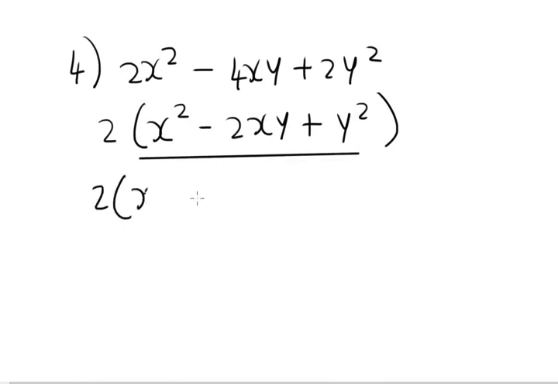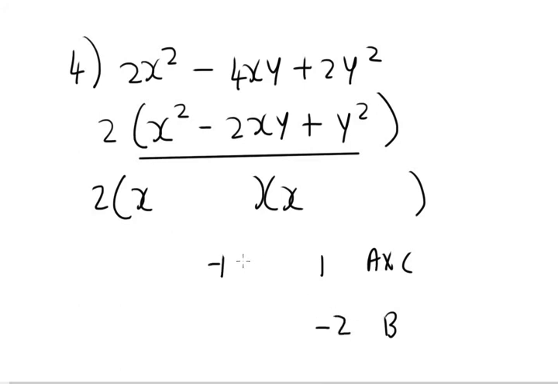We've got 2, there's an x over there, and another x over there. So I've got a times c and b. 1 times 1 is 1. I've got a negative 2 over here. So the only difference now is that it's going to be negative 1 multiplied by negative 1 is equal to positive 1. But if I add it up, it will give me negative 2. So it's minus 1 and minus 1.